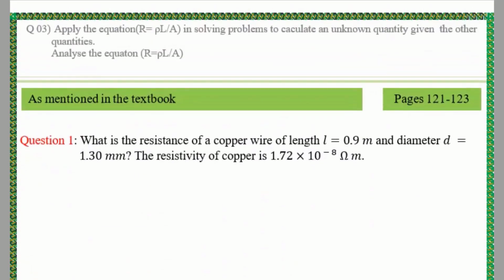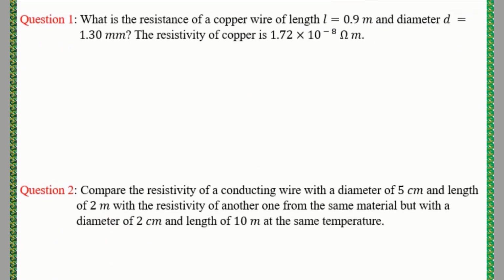Let's go to question 3. What is the resistance of a copper wire of length 0.9 millimeter and diameter of 1.3 millimeter? This should be converted into meter by multiplying by 10 to the minus 3. And we have the resistivity of the copper 1.72 times 10 to the minus 8. Now we need to find the resistance R.